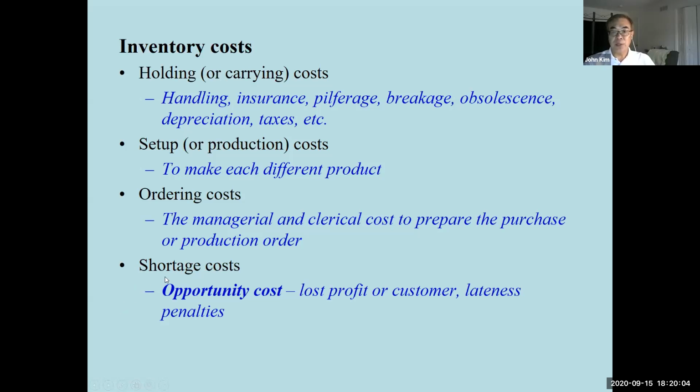And then strategic cost: if there is not enough inventory and there is demand, the opportunity is there to sell, but we are out of stock, so we cannot sell. So strategic cost is opportunity cost.